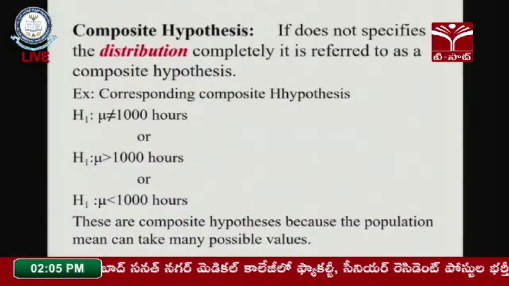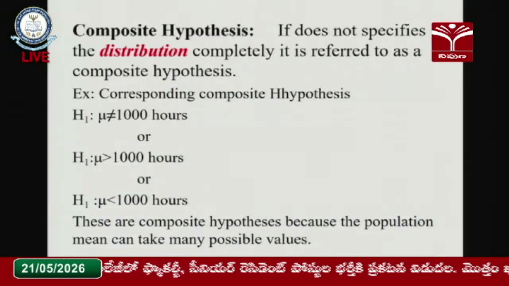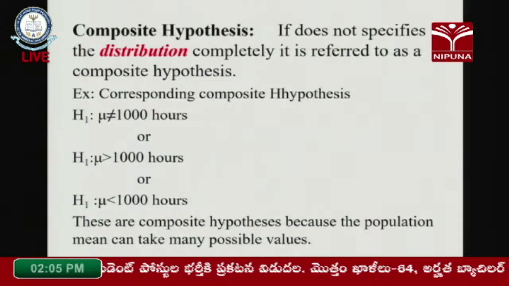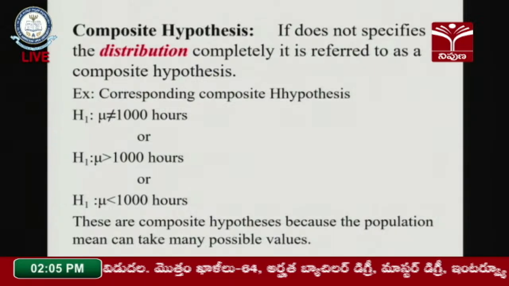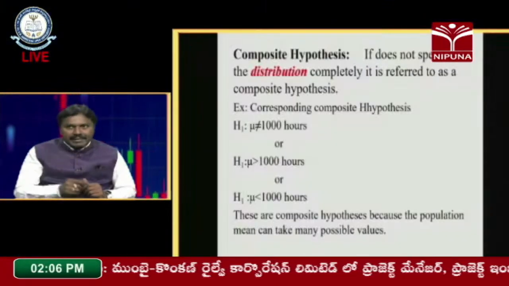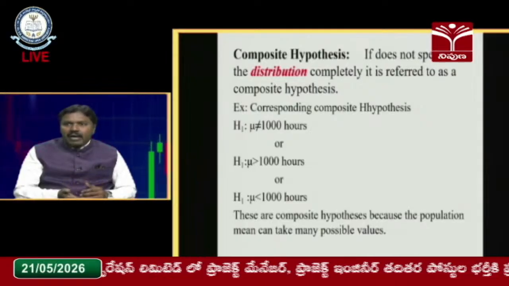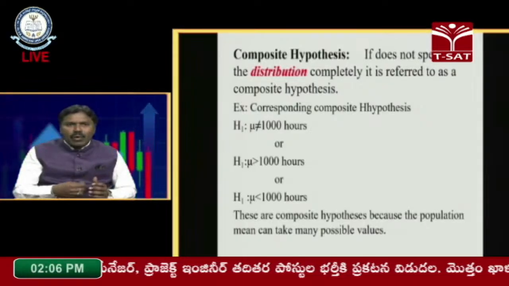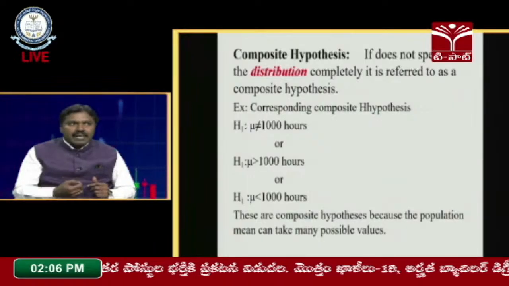Now we're going to discuss another assumption, that is composite hypothesis. If it does not specify the distribution completely, it is referred to as a composite hypothesis. The previous one specifically specifies the distribution, that is, the hypothesis that the population mean mu is equal to 1000 hours. But the corresponding composite hypothesis is mu is not equal to 1000 hours. Again, a question arises in your mind: whether it is less than or greater than. These are the two alternatives. That is why we can say this is a composite hypothesis.